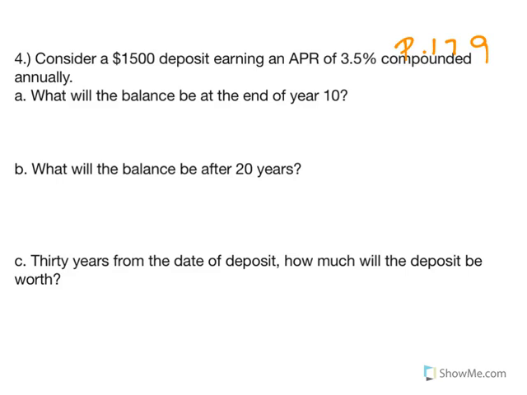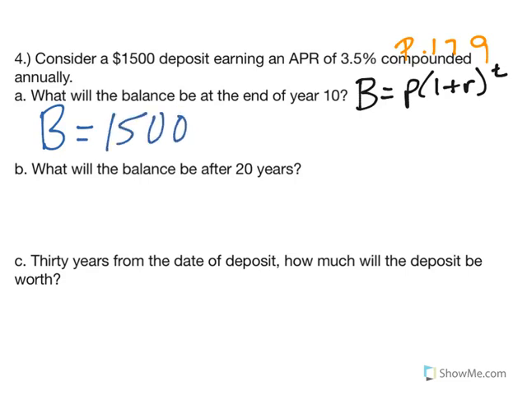So letter A, what will the balance be at the end of year 10? Okay, so let's remember our formula. Basic formula: balance is principal, 1 plus the rate, raised to the time. So when I fill in my numbers, my principal is $1,500. My rate is 0.035, right? Percent to decimal, got to move it 2 places. And my time is 10 years.